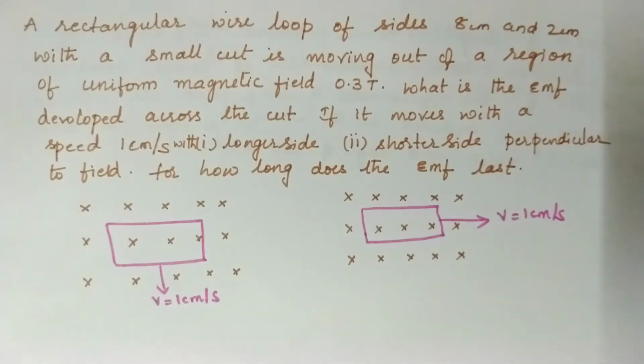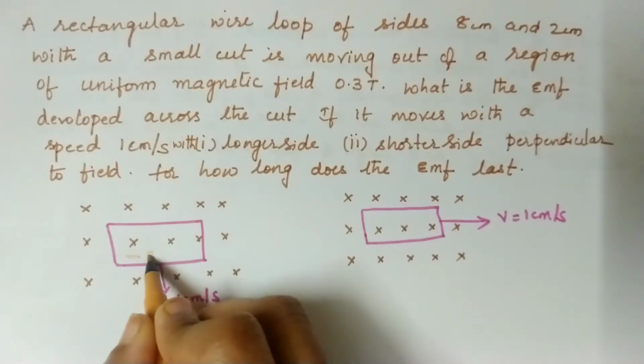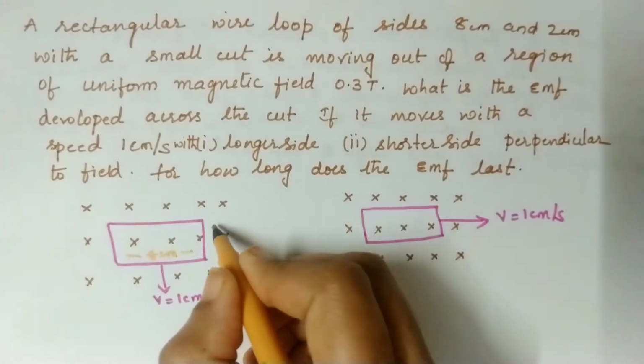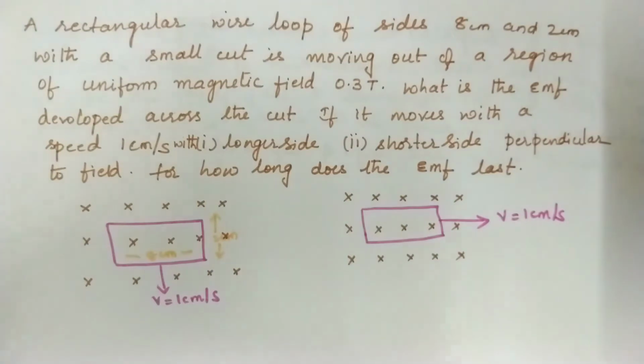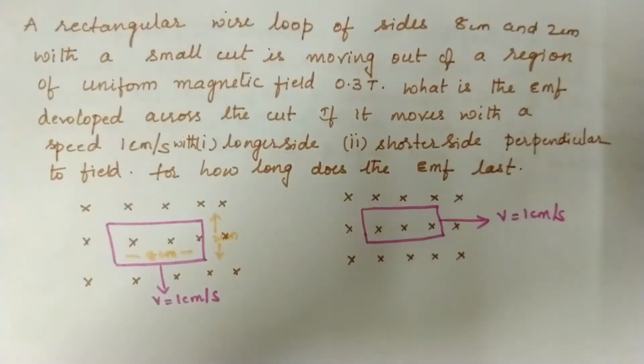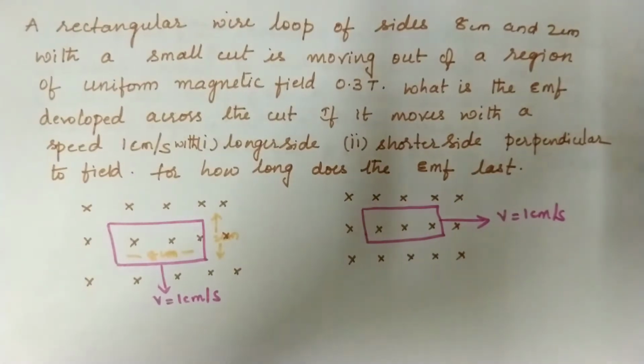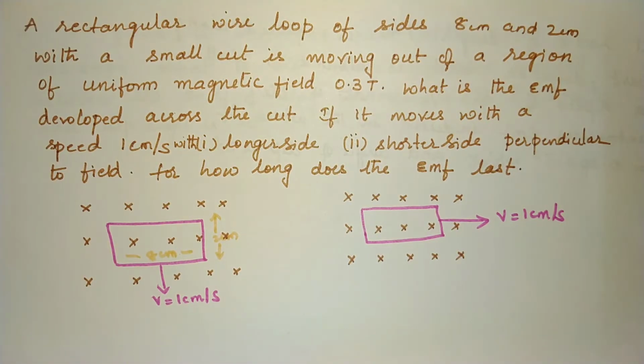Okay, here it is given that there is a rectangular loop whose length is 8 centimeter and breadth is 2 centimeter. So let us take this as 8 and this distance as 2 centimeter, and it is kept in a perpendicular magnetic field. This magnetic field is already shown in the diagram. The direction of the magnetic field is perpendicular and acting in the downward direction. So for this magnetic field, what is the EMF developed across the cut? They are saying that there is a small cut across the conductor.